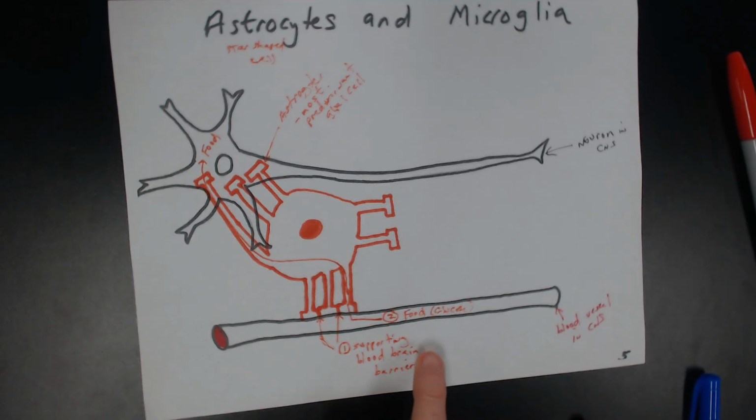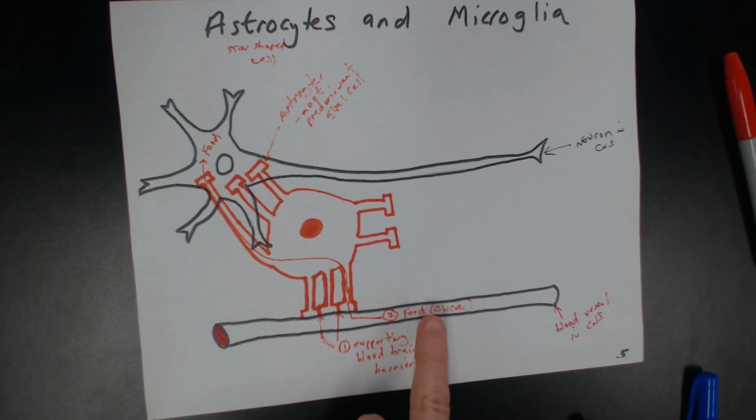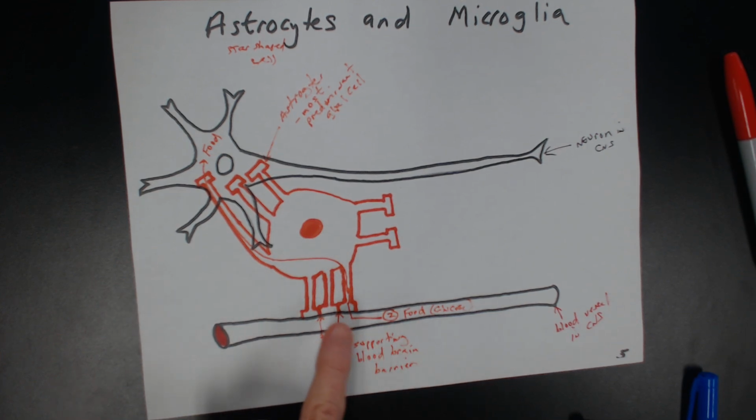What I've done here is I just have my food or my glucose in the blood vessel, and the astrocyte specifically is involved in taking up the food from the blood vessel and transporting it to the neuronal cell body. Got it? Questions? Okay, let's talk about the third function of the astrocyte.